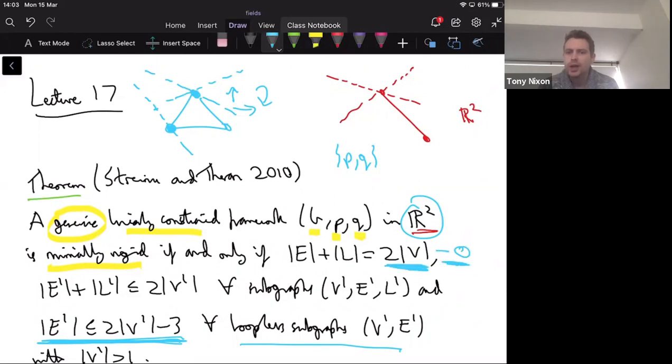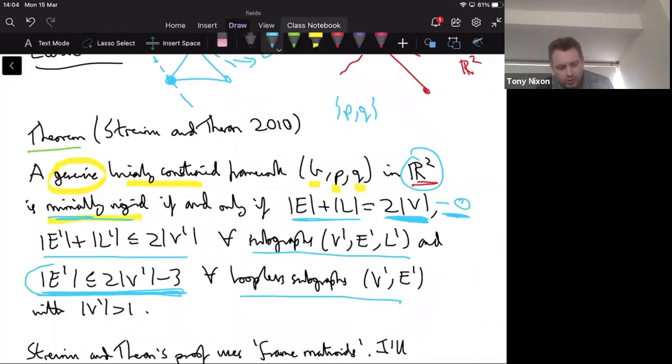There are no vectors that have to live in the kernel for any framework. So if we add up our edges and loops, we'll get twice the number of vertices for our minimally rigid framework. And we need a corresponding inequality for all subgraphs, whether they have edges or loops or not. But also, as I said, we are going to have this stronger inequality when you have no loops.